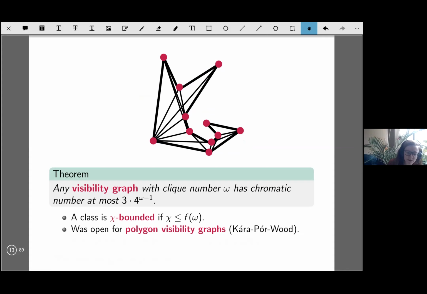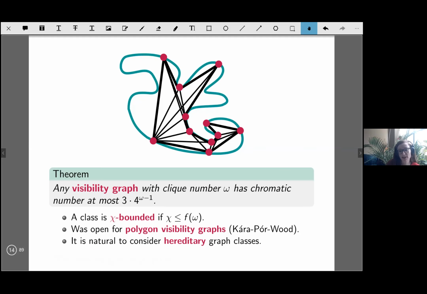But what makes visibility graphs nice, and a property that polygon visibility graphs don't have, is that visibility graphs are hereditary. A class of graphs is hereditary if it's closed under deleting vertices. If you take a visibility graph and you delete a vertex, it doesn't change the notion of visibility between other vertices. And so that graph is still a visibility graph. You can keep on going, this is still a visibility graph, but it's certainly not a polygon visibility graph because it's disconnected. And polygon visibility graphs always have a Hamiltonian cycle.